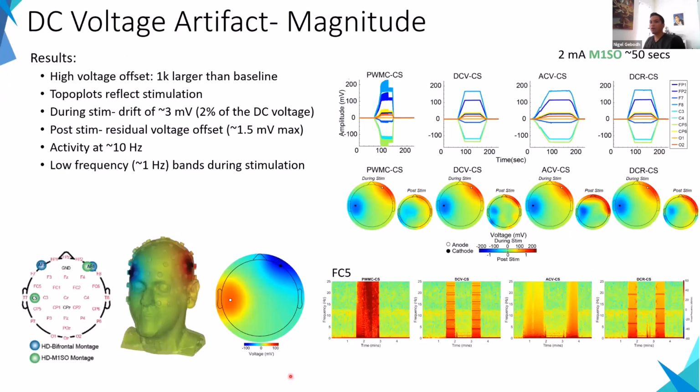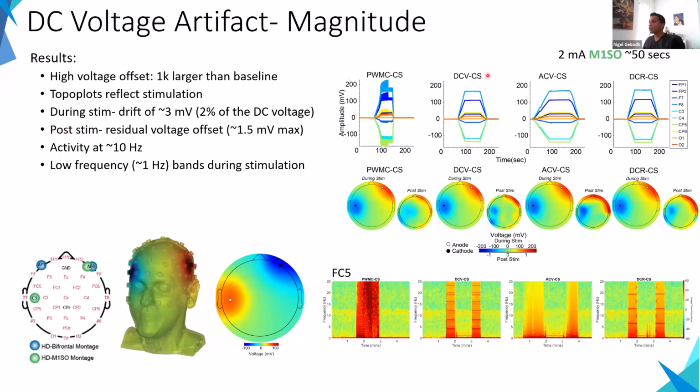So we jump right into the data, and the first thing that we notice for all 4 devices is this large DC voltage artifact. And essentially what this is, is a voltage offset that's about 1,000 times larger than the baseline EEG. And when we average the DC voltage artifact, what we get is a topography that reflects the stimulation montage that we're using.